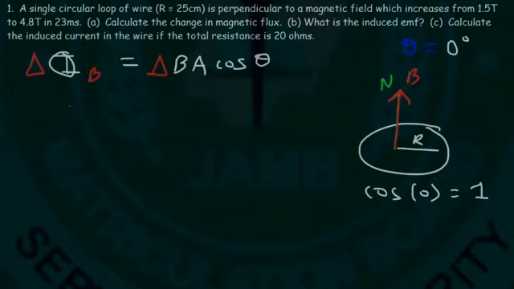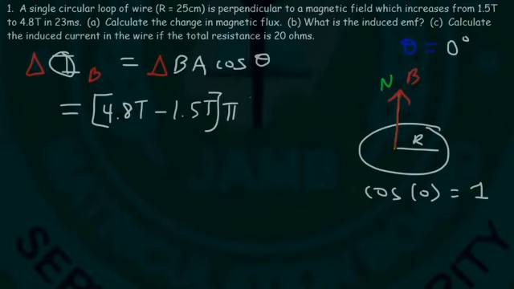So now we can calculate the change in magnetic flux. The change in B is going to be the final magnetic field, which is 4.8 Tesla, minus the initial magnetic field, which is 1.5 Tesla. The area is constant, and the area is the area of a circle, pi r squared. The radius is 25 centimeters, which is 0.25 meters, squared, and then times cosine of 0. We know cosine of 0 is 1.